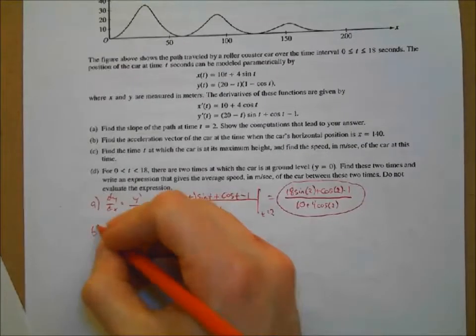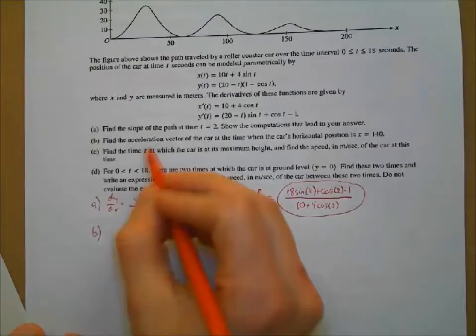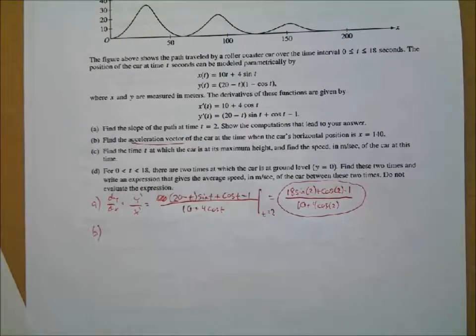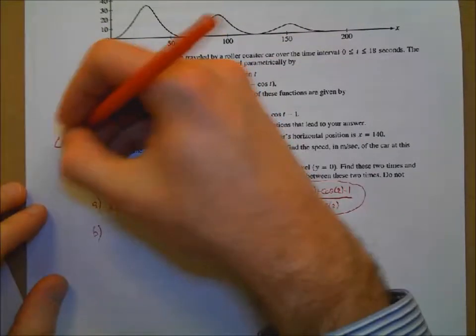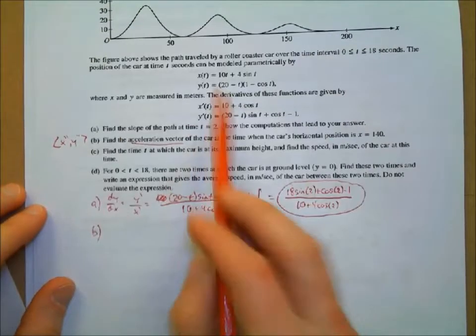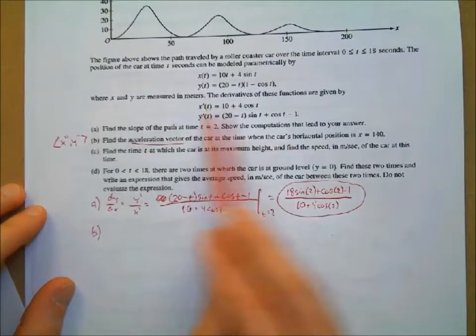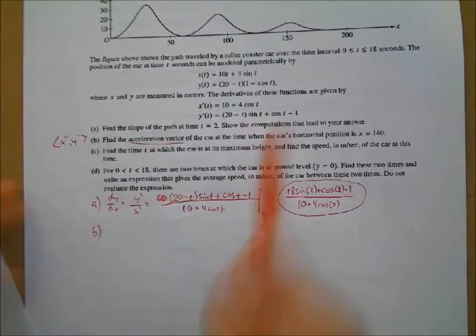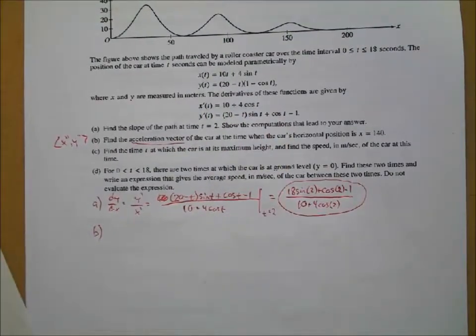Letter B, find the acceleration vector. What is the acceleration vector again? You can flip back there if you need to. It's x prime prime, comma, y prime prime. That's all there is to it. We just take the second derivative. But we already have the first derivative with respect to t, so we'll just take the derivative of these two things. That's all we've got to do.